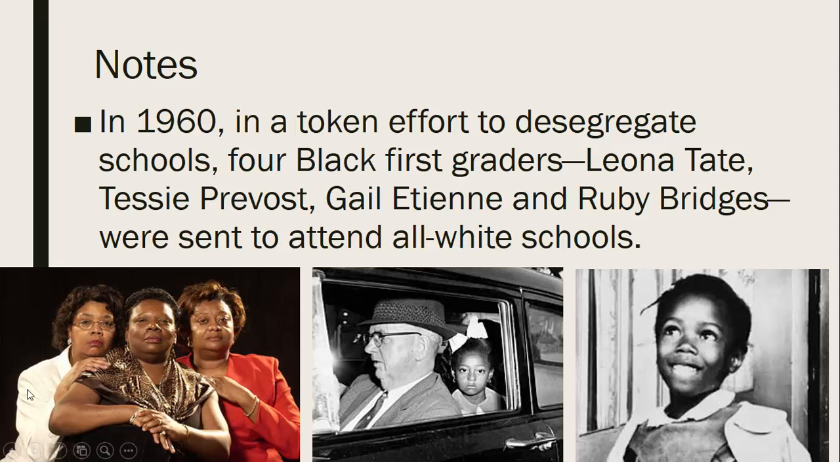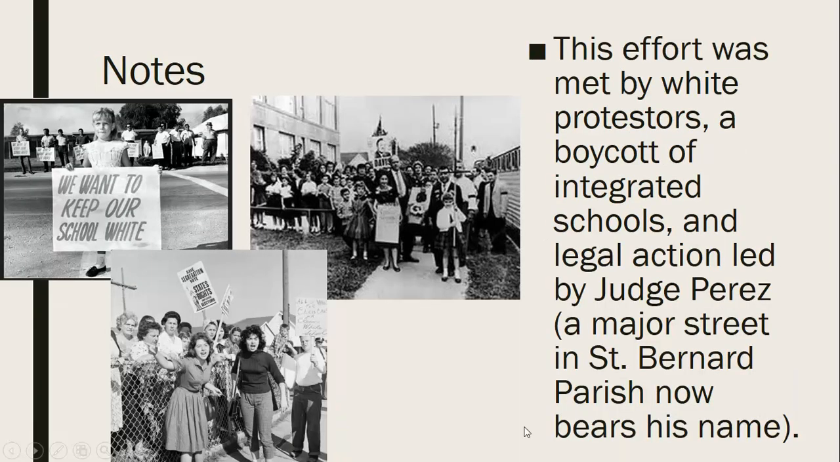Three of the four women, the first graders who integrated schools in New Orleans, are still alive today. And so here's a picture of them. Ruby Bridges is also still alive today.